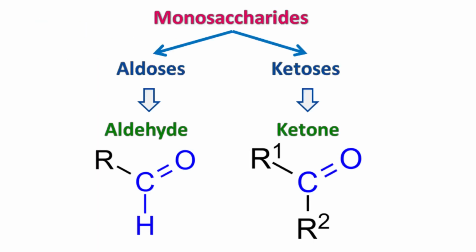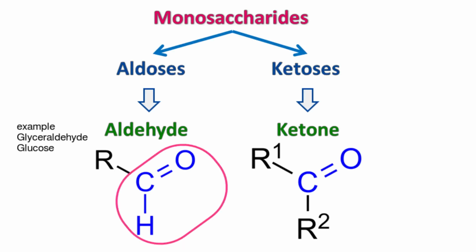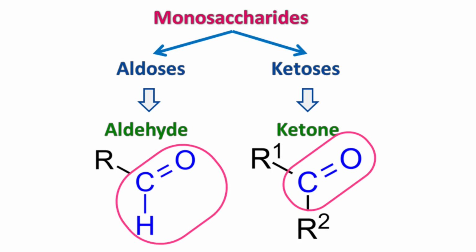Aldose monosaccharides are the ones that have aldehyde as a functional group. Examples of aldoses include glyceraldehyde and glucose. Ketose monosaccharides are the ones that have ketone as a functional group. An example of ketose includes fructose.